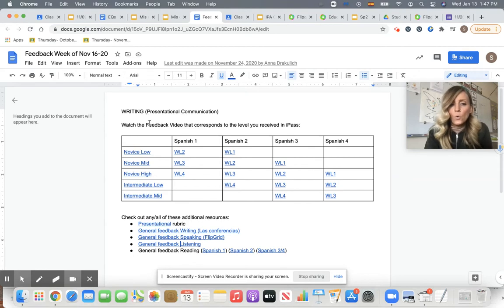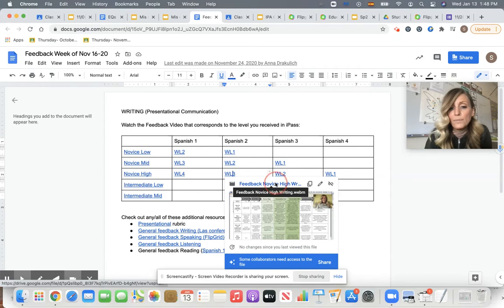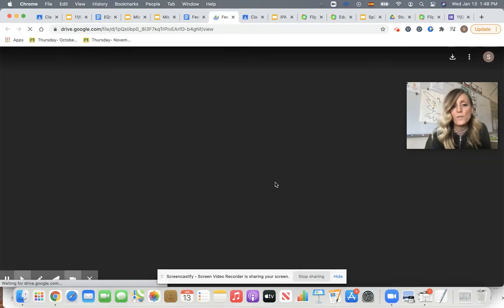So we create videos, and depending on their level, they would go into iPass, they would see their proficiency rating for that week. So if they got a WL2 or WL3 in Spanish 2, which I happen to teach, they would go onto this document, they have access to it, it's on Google Classroom, they would click on it, and they would bring up a feedback video. So I'm going to show that for a couple seconds.